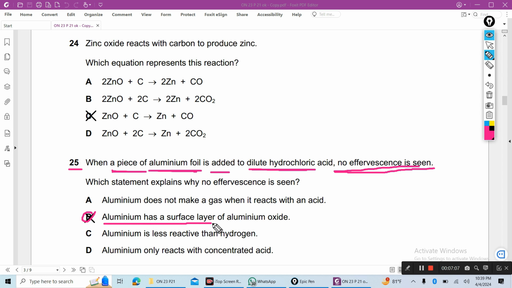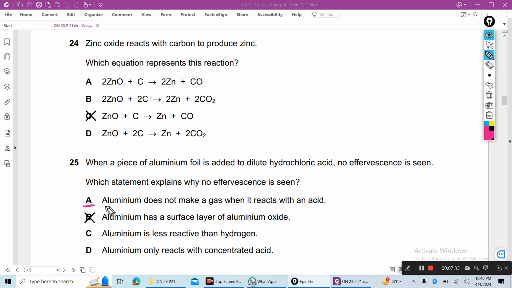Aluminum has a surface layer of aluminum oxide. Aluminum reacts with oxygen to produce aluminum oxide. Aluminum oxide is a surface layer on aluminum, so it is a strong layer. That's why aluminum foil does not react with dilute hydrochloric acid. B is the correct answer.